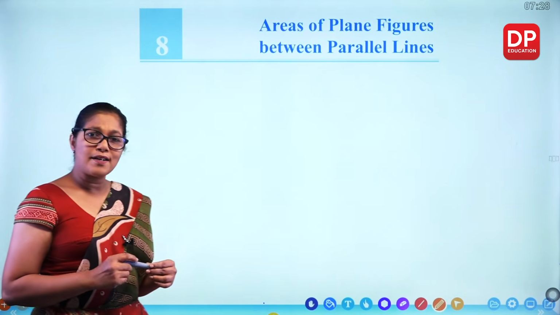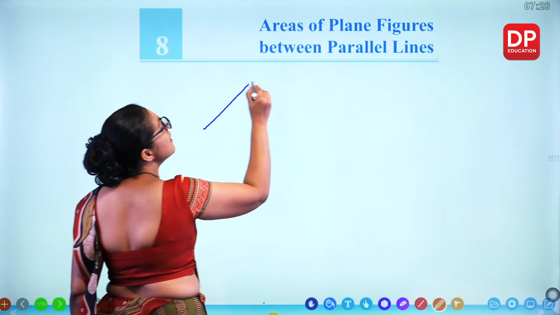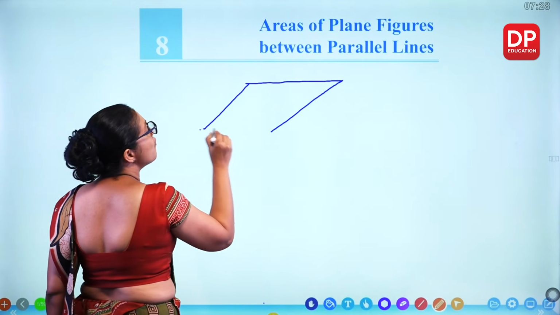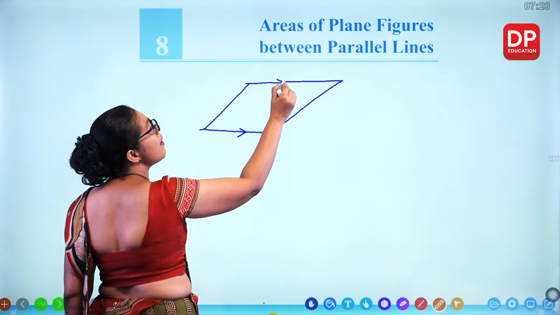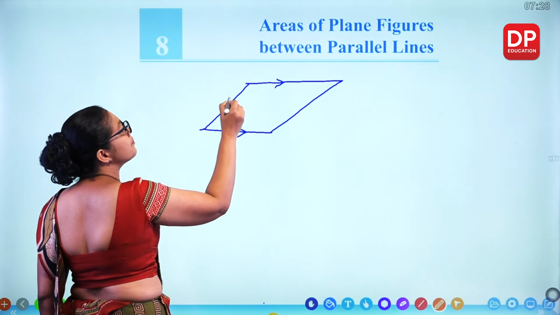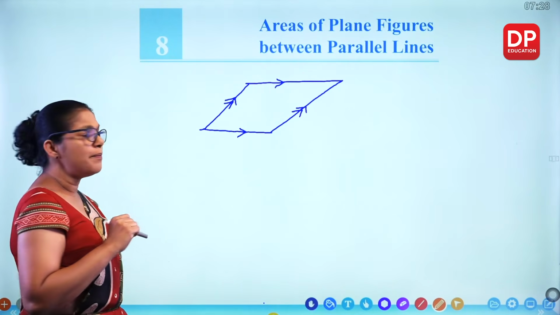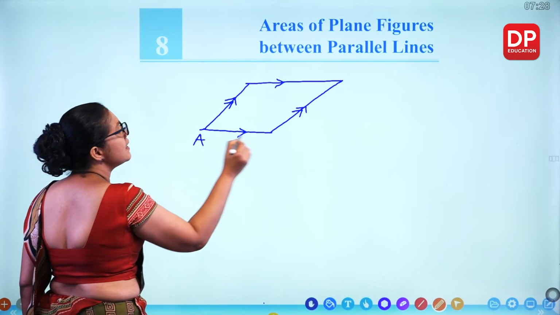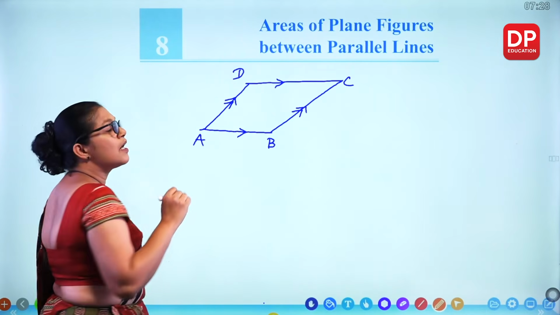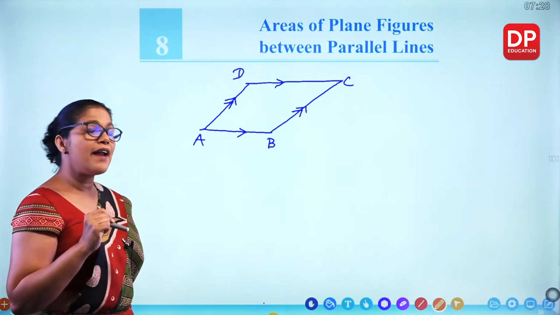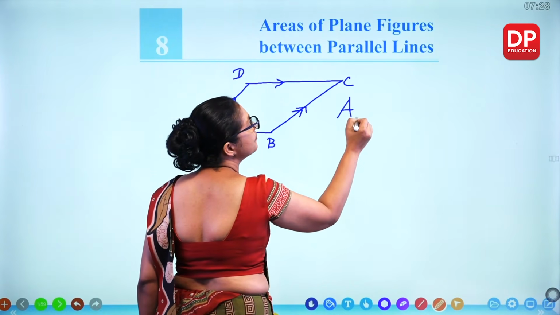Now what is a parallelogram? You know already, a parallelogram is a four-sided figure and opposite sides are parallel. So I'll take this parallelogram ABCD. How can we find out the area of this parallelogram?